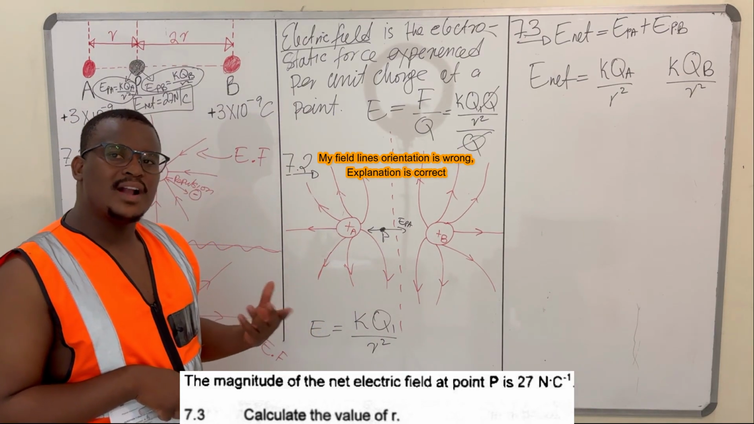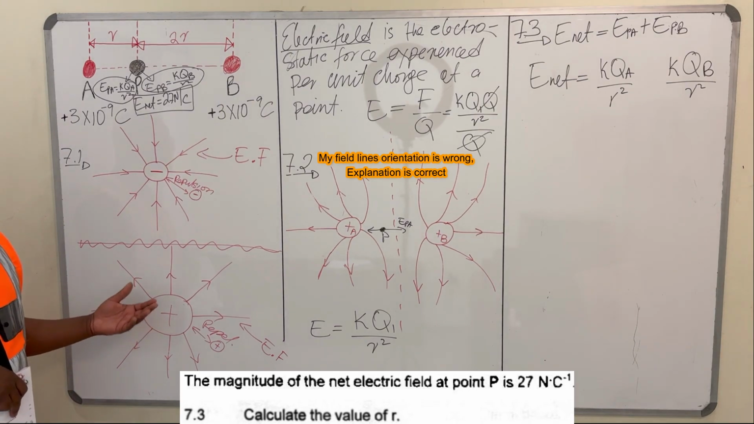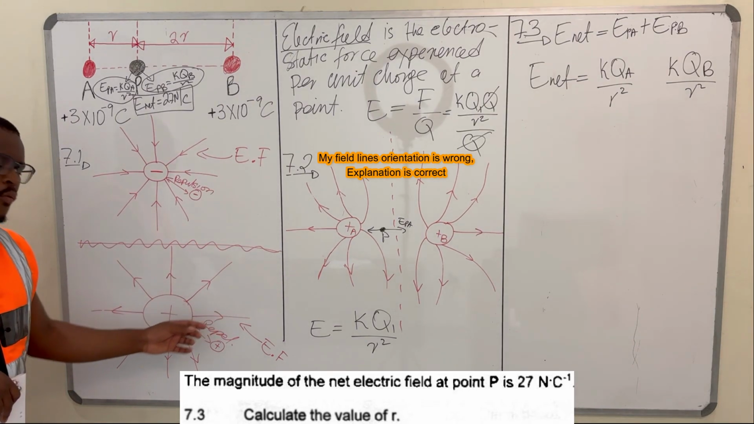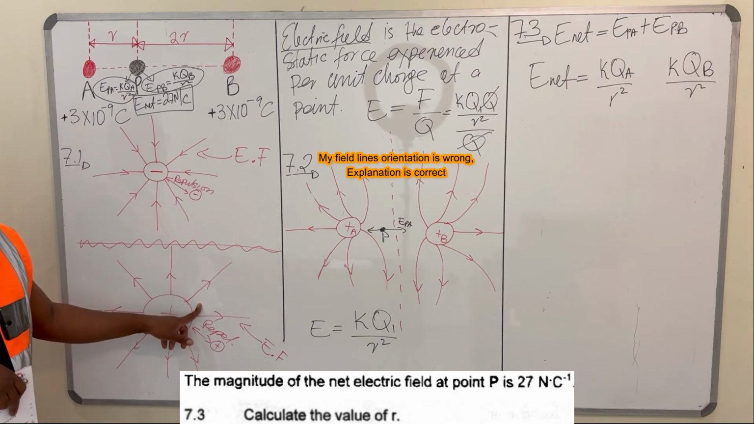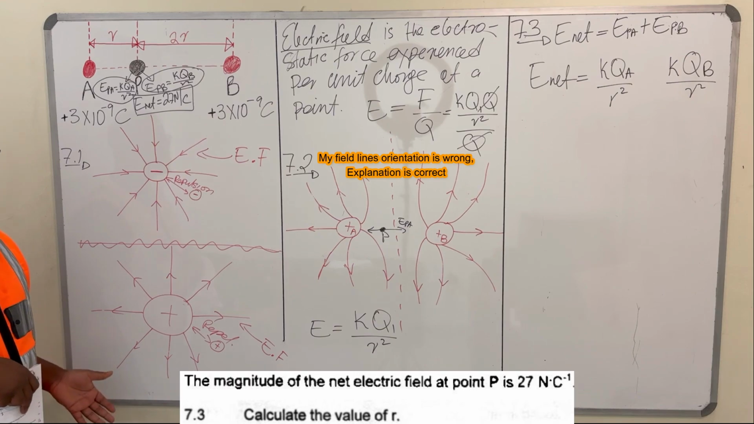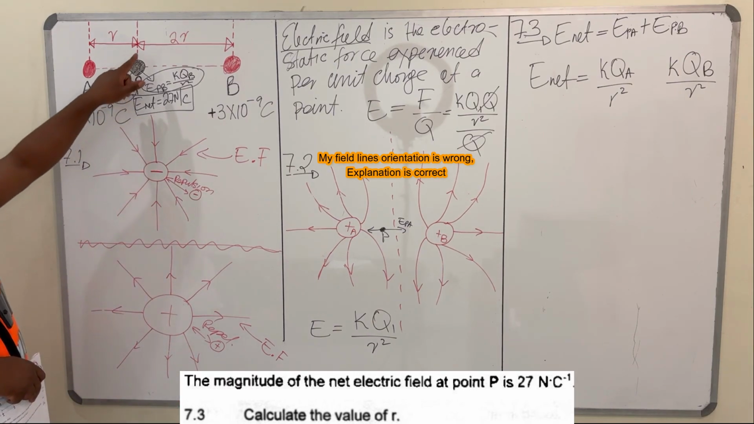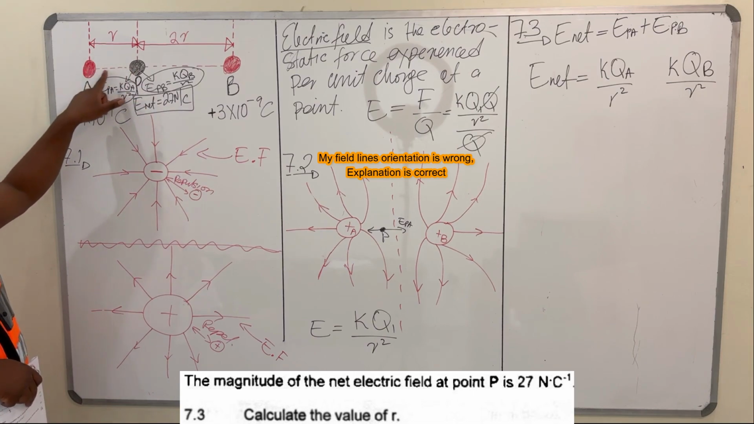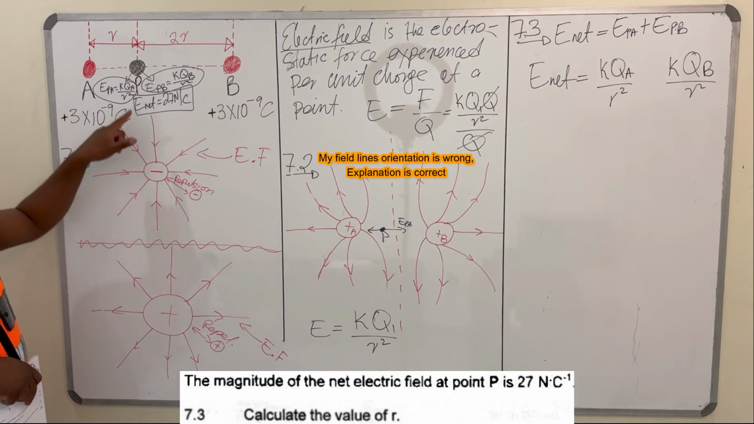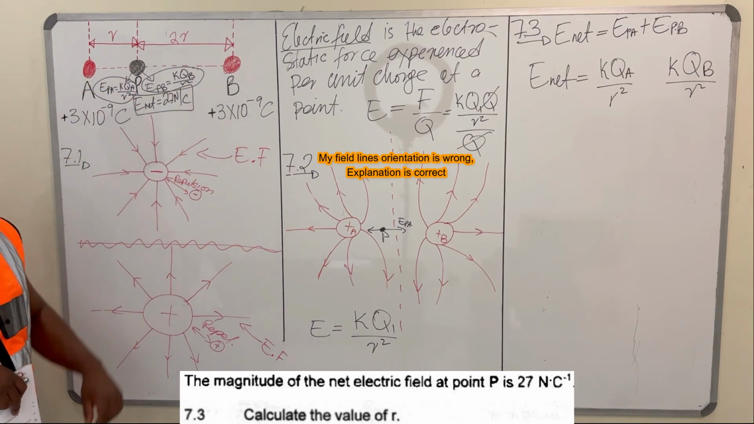One thing that you should know is that the electric field strength gets weaker as you move away from the charge. The closer you are to the charge, the stronger the electric field strength. But if you move away, the electric field gets weaker and weaker. So we can all agree that this point is closer to A than it is to B, so the electric field at this point due to A is stronger than that due to B.